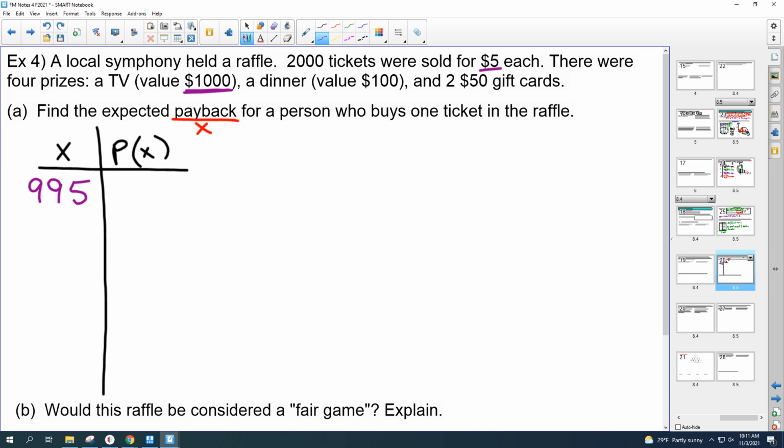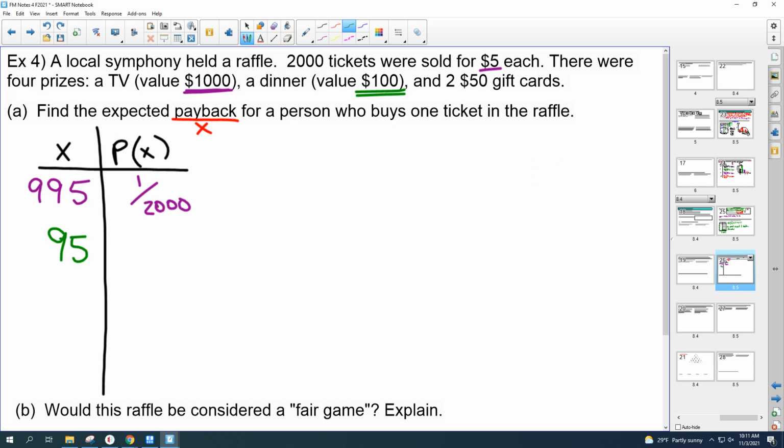So what's the probability of winning a TV? Anybody know? 1 out of 2,000. There's one winning ticket for a TV out of the 2,000 tickets that are sold. Now, let's talk about the dinner. So winning the dinner is valued at $100, but we don't actually come out ahead $100. Our payback is not $100 because we spent that $5 for the ticket. The payback is 95.